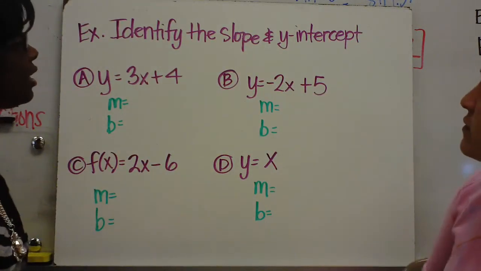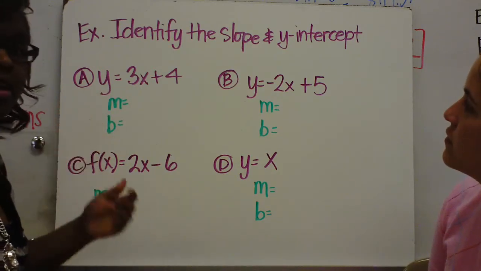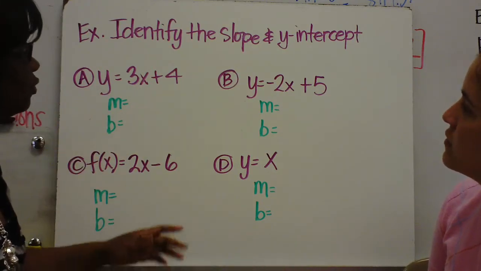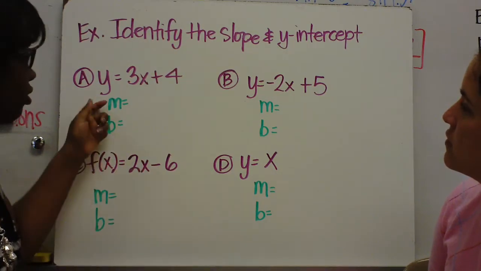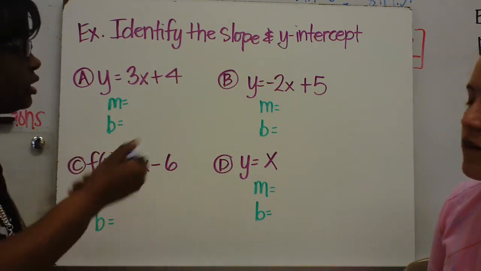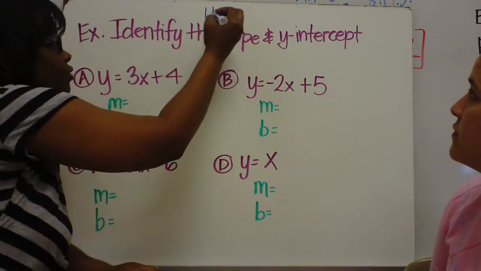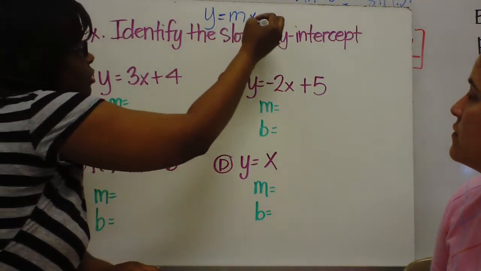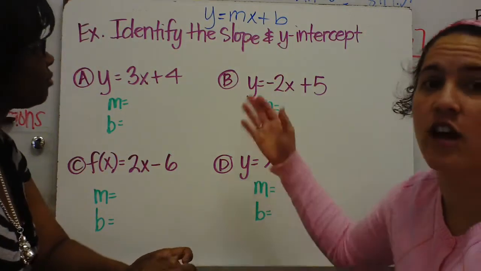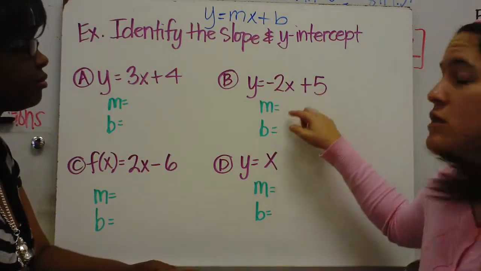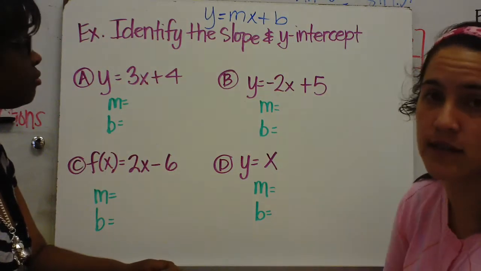Alright, so in the first example, we have given you the equation in slope-intercept form, and you're going to identify the slope and y-intercept, or your m and b. So just as a reminder, this is the formula for slope-intercept. And so on your notes, I want you to copy down the equation and then m equals and b equals. And then we're going to go through these examples.